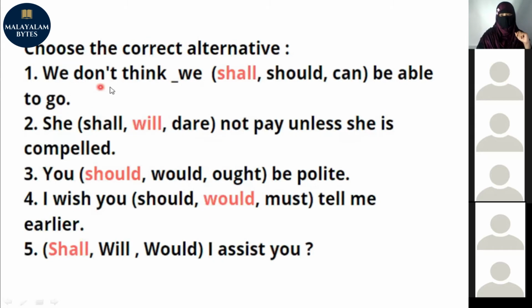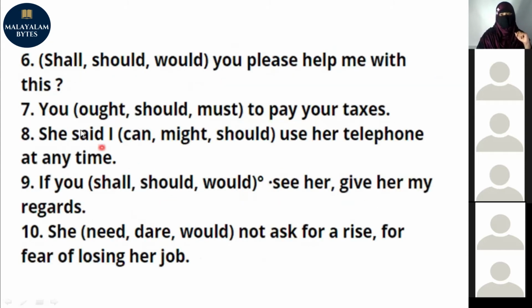All right. So we don't think we shall be able to go. She will not pay unless she is compelled. You should be polite. I wish you would tell me earlier. Shall I assist you? Okay, that's correct. Now the next one: shall, should, would. Would you please help me with this? You ought, should, must pay your taxes. She said I can, might, should use her telephone at any time. If you shall, should, would see her, give her my regards. And she need, dare, would not ask for a reason for fear of losing her job.